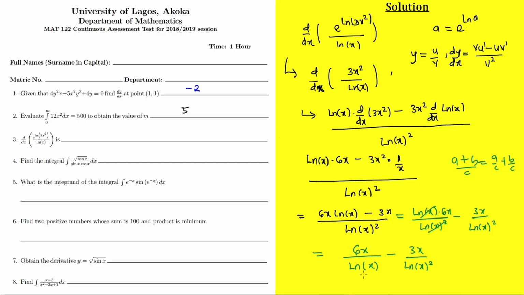So the correct answer to this question is 6x all divided by ln x minus 3x all divided by ln x all square. Alright, so let's proceed to our next question.